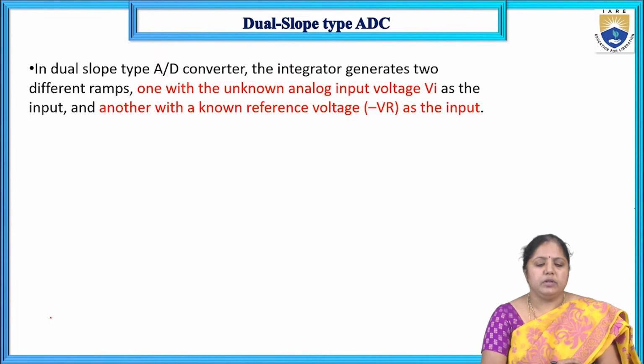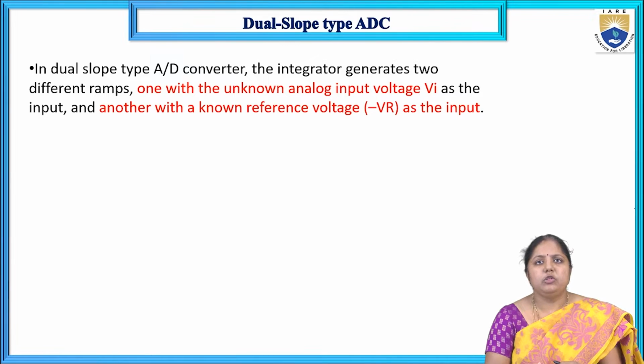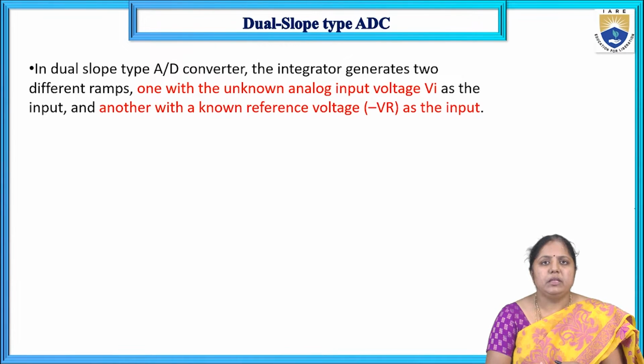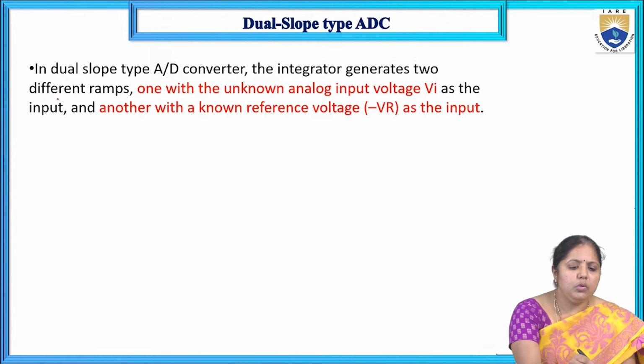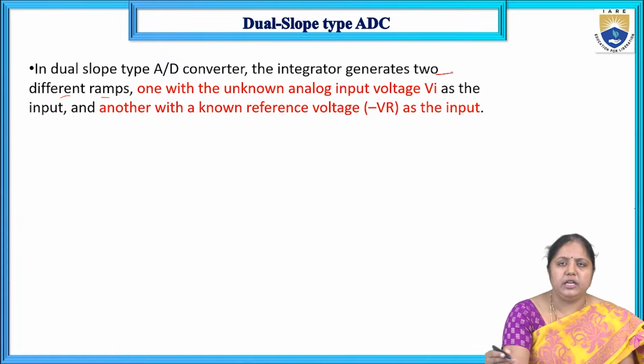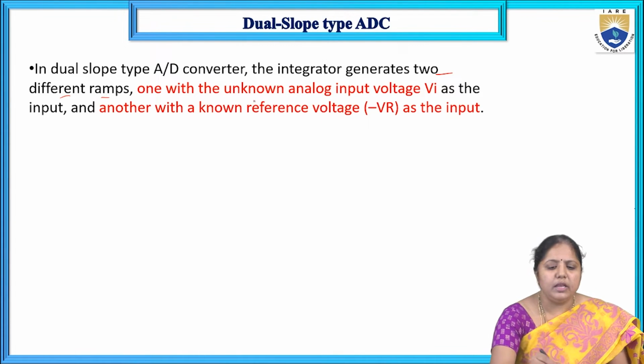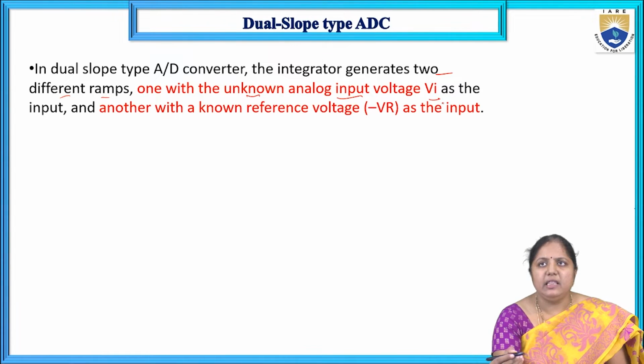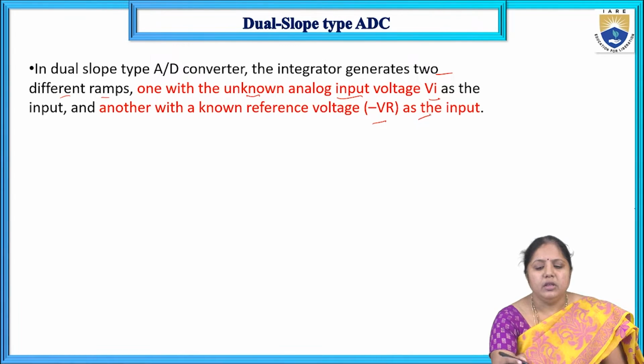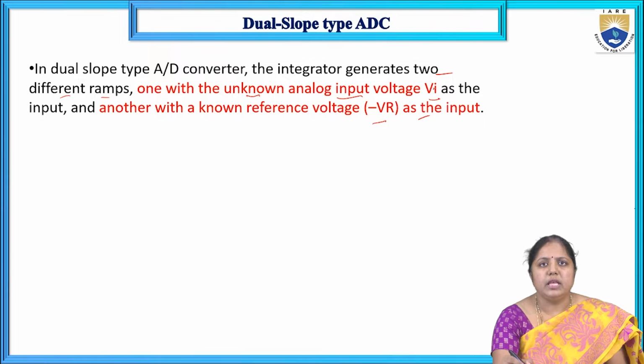So now coming back here. In the dual slope type of ADC, we have one integrator circuit, and the integrator circuit generates two ramp signals. How does it generate the two ramp signals? One is due to the unknown analog input voltage Vi, and another ramp signal is generated due to the negative reference voltage, right?